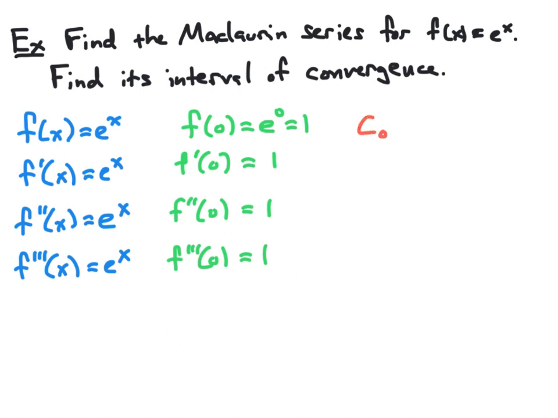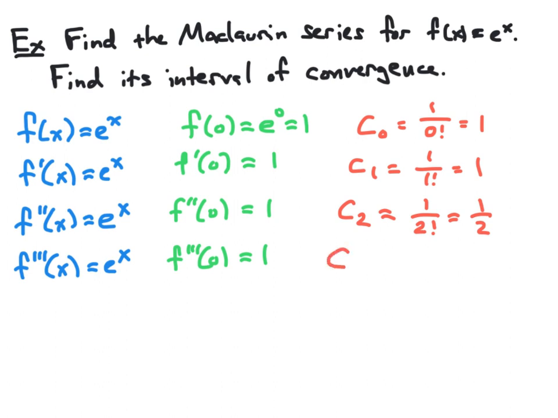We then have our coefficients, which are the derivatives divided by the appropriate factorial. So we have c sub 0 is 1 over 0 factorial, which is 1 over 1, or 1. C sub 1 will be 1 over 1 factorial, which is also 1 over 1, and is equal to 1. C sub 2 will be 1 over 2 factorial, which we could write as 1/2. And c sub 3 will be 1 over 3 factorial, which we could simplify to be 1/6.